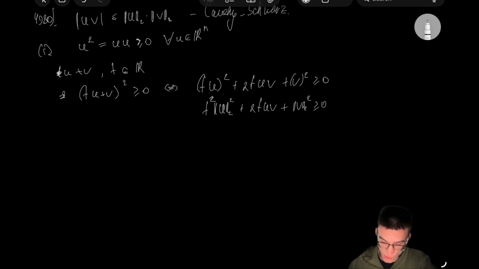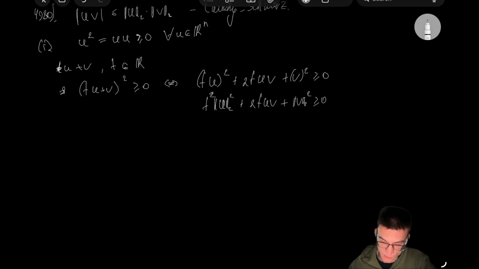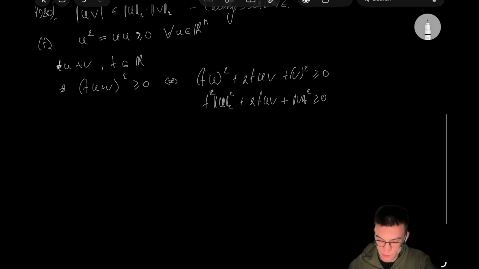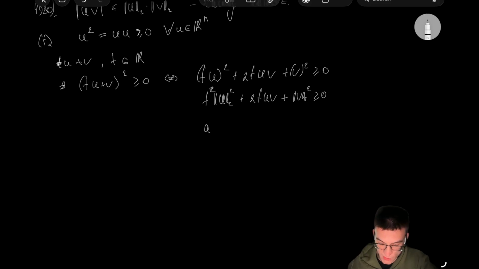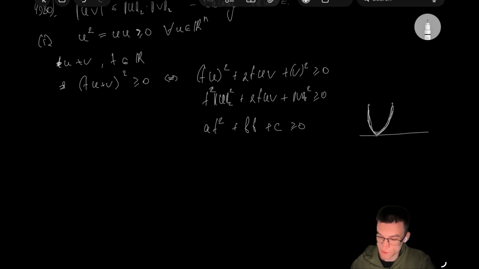We can replace these with a, b, and c, and we're going to get a quadratic inequality here, which is a t squared plus b t plus c greater than or equal to 0, which means the discriminant is less than or equal to 0, because this parabola is always non-negative. That means it has only one real root, or it may not have any roots at all.